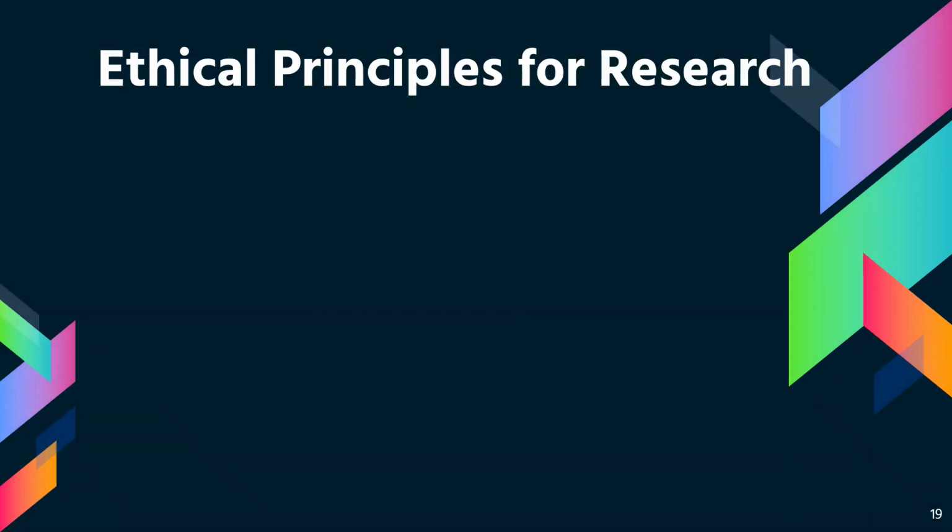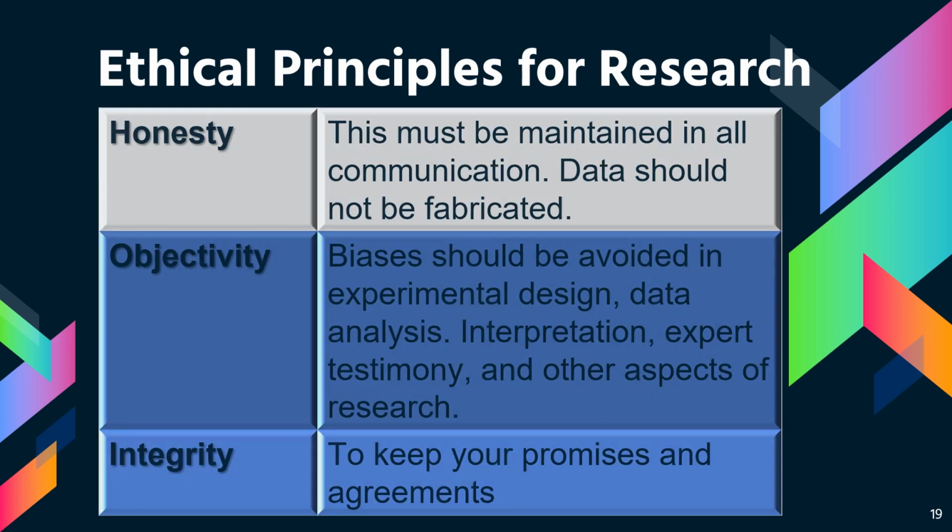The following is a general summary of some ethical principles for research. Given the importance of ethics in the conduct of research, you will follow these codes and policies for research. First is honesty. This must be maintained in all communication, and data should not be fabricated. Next is objectivity. Biases should be avoided in experimental design, data analysis, interpretation, expert testimony, and other aspects of research. Next is the value of integrity. It means to keep your promises and agreements.